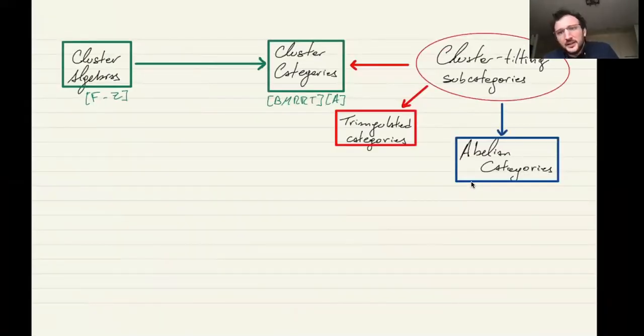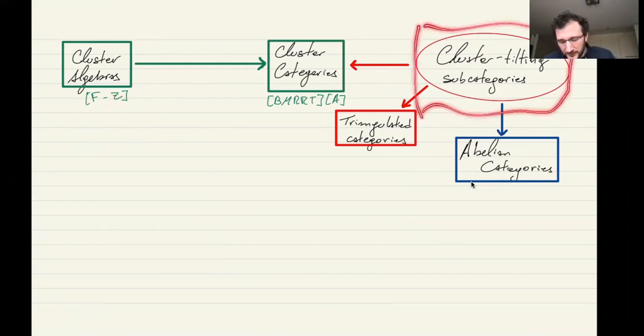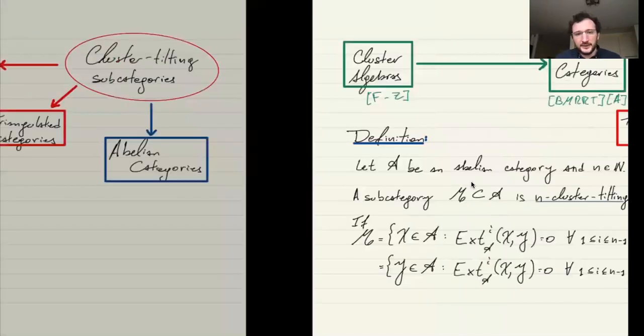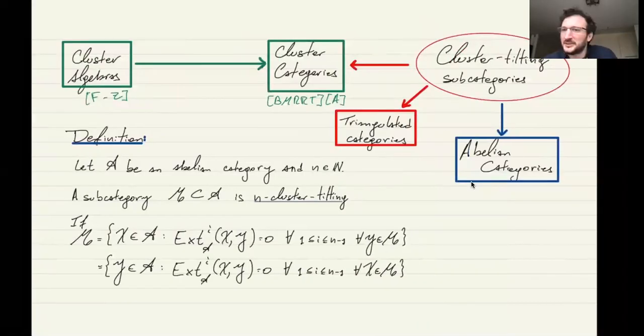As we know, cluster tilting subcategories arise as a way to categorify cluster algebras that originate by Fomin and Zelevinsky. But the definition of cluster tilting subcategories is also valid, and can be done in the same way, not only for cluster categories, but also for triangulated categories and abelian categories. And in fact, the definition is here. We saw it just before in Laertes' talk.